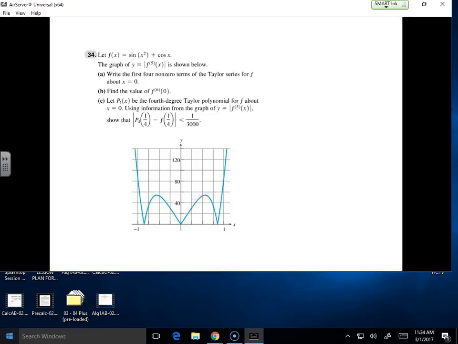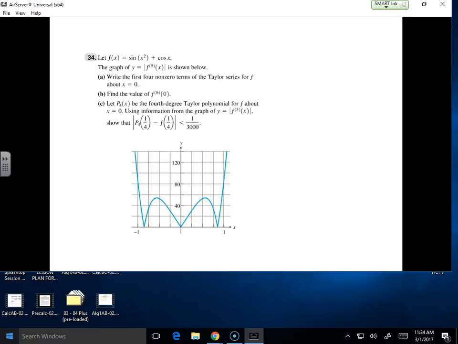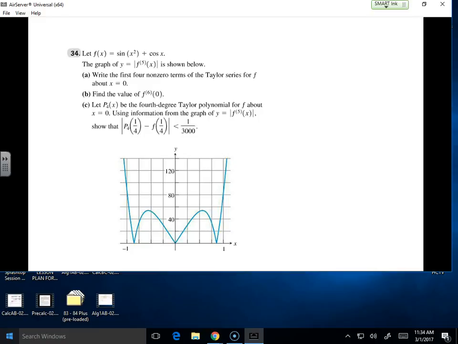Question 34. f of x equals sine of x squared plus cosine of x. The graph of the fifth derivative is shown below. This might be a non-calculator problem. Find the first four non-zero terms in the Taylor series for f about x equals 0, which means we can use our special Maclaurin series.